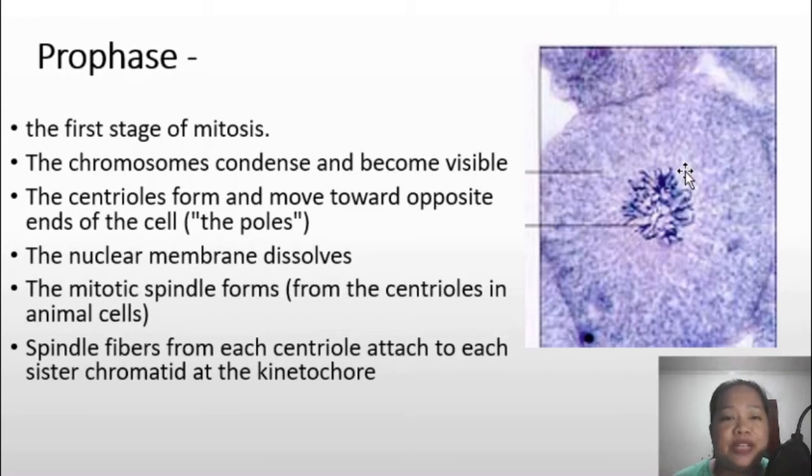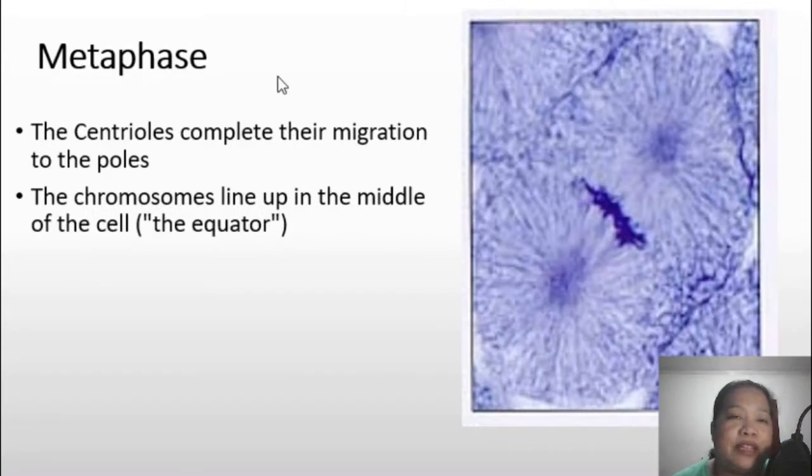The chromosome condenses and becomes visible. The centrioles form and move toward the opposite ends of the cell, forming the poles. The nuclear membrane of the nucleus disintegrates or disappears, and the mitotic spindle forms, and the spindle fibers from each centriole attach to its sister chromatid at the kinetochore. So this holds the chromosomes together in preparation for what stage? To prepare for the metaphase stage.